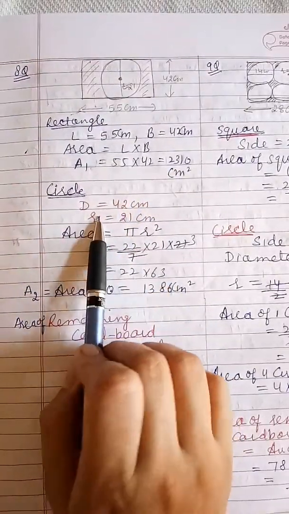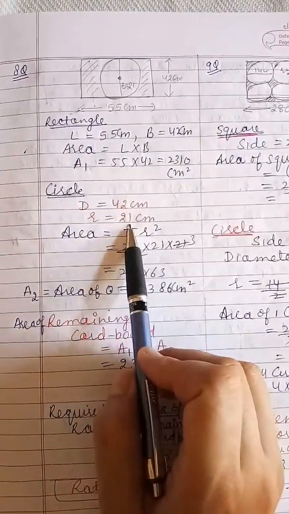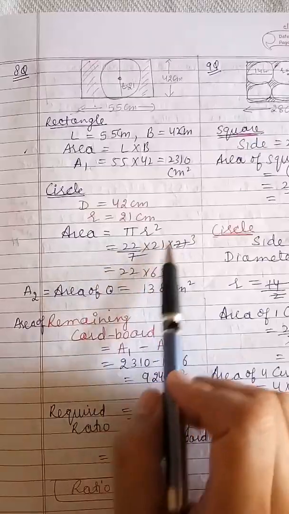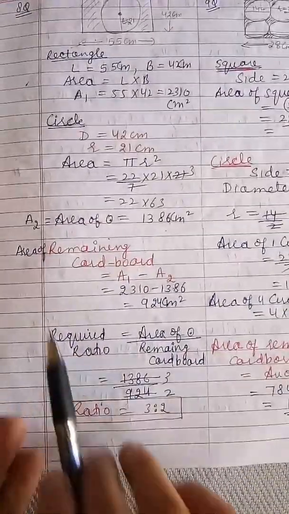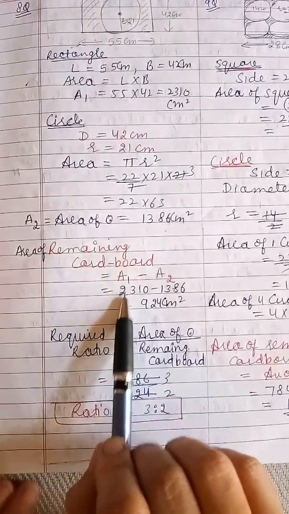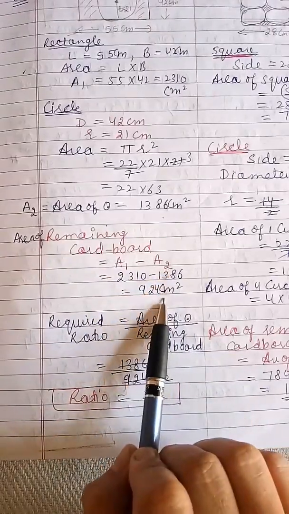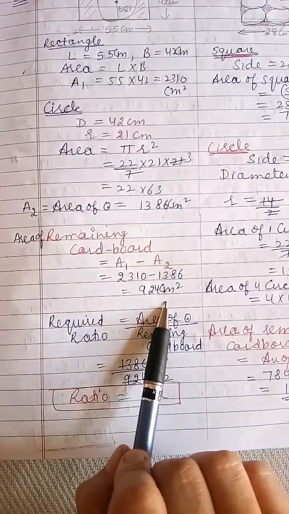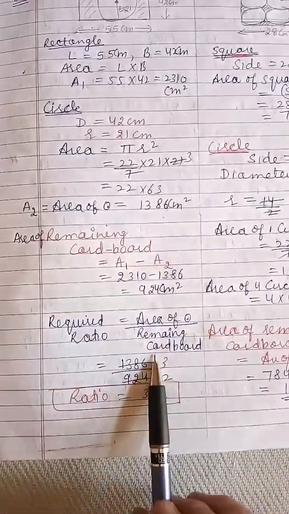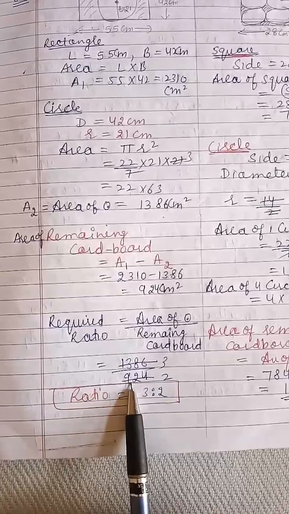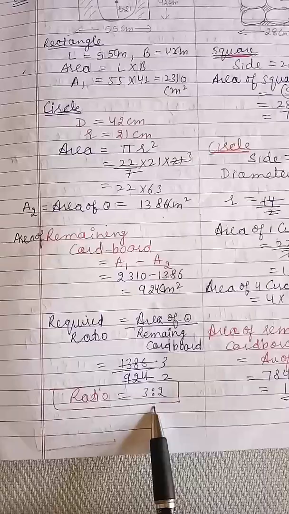Then the circle: the diameter is this breadth, that is 42. So what is the radius? Diameter divided by 2, 21. So the area is what? Pi r square. Put the values and we can calculate the area of the circle. Now you will find the remaining cardboard. From the rectangle you subtract the area of the circle, and we will get the area of the remaining cardboard. In the question they ask what is the required ratio between the area of the circle and the remaining cardboard. So we will divide them. After division we will get the ratio 3:2.